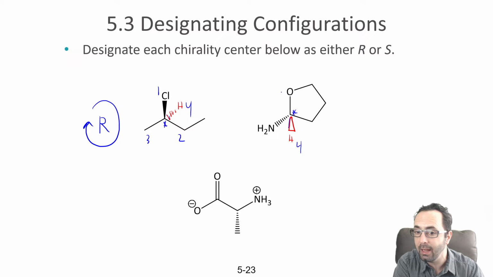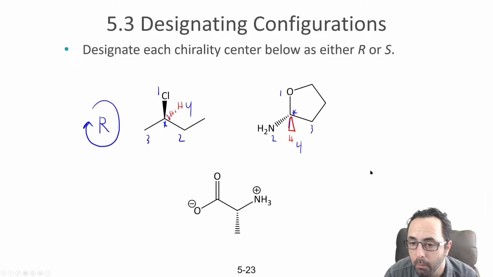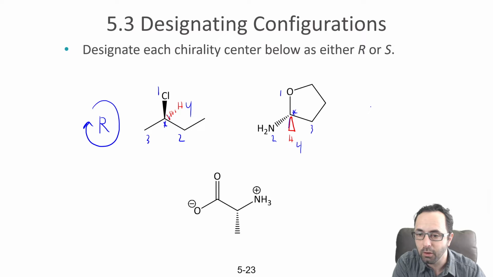The nitrogen has atomic number 7, so it will be at the 2 position. And the carbon has atomic number 6, so it will be at the third priority. And then the hydrogen is number 4. So at this point, what you want to do is, again, simplify this in your mind so you can analyze it.